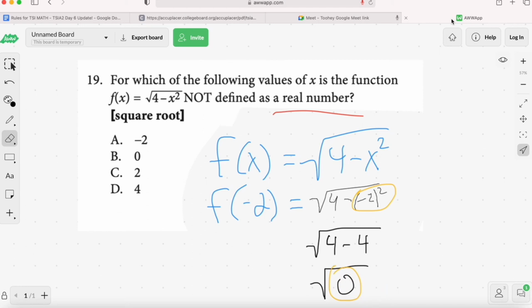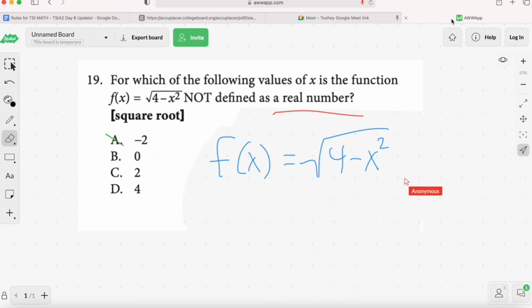Okay. So I'd get rid of answer choice A, because we're looking for the one that is not defined as a real number. Answer choice A is gone. Let's plug in the others. And again, with functions, you're just replacing the x with a value. It's really just a fancy plug in your values question.